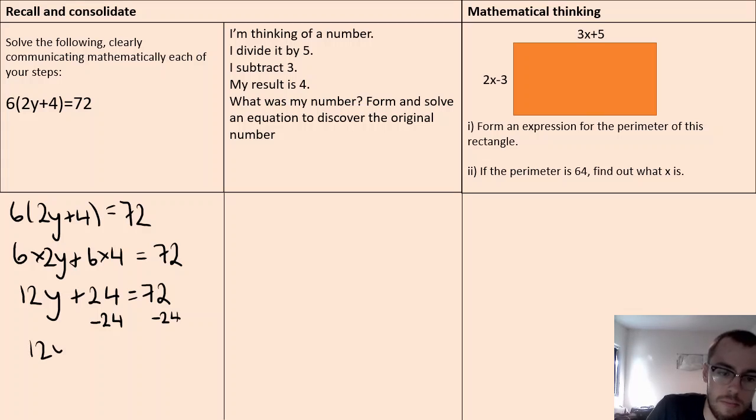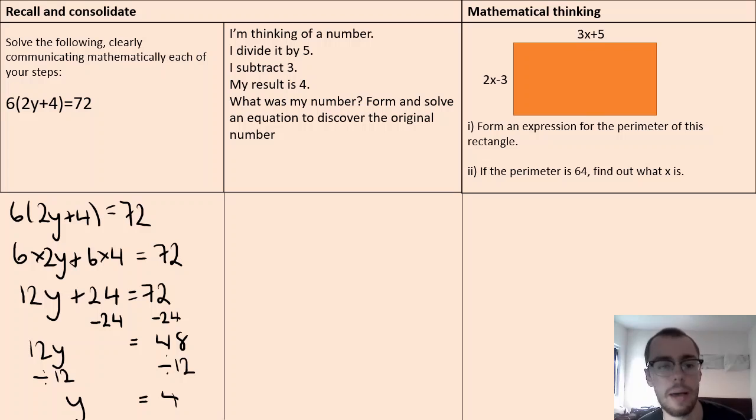12y is equal to 48. Final step, division by 12 of both sides of our equation. Y is equal to 4. So we've solved that, and we've clearly shown our steps mathematically and communicated that to whoever's reading it.